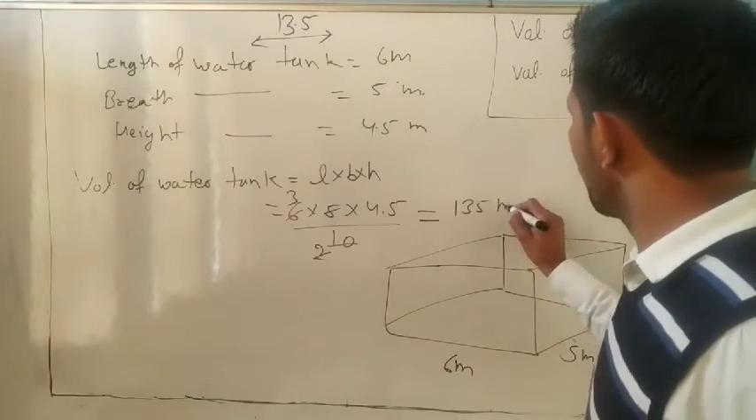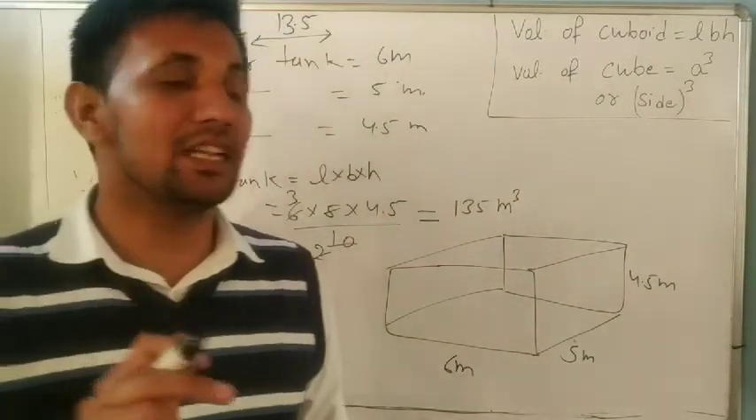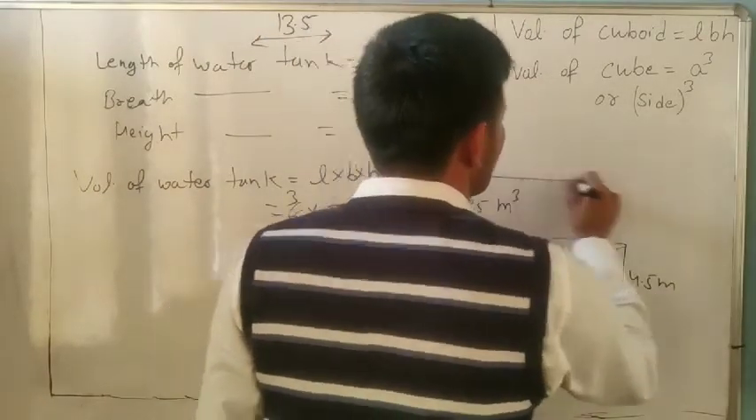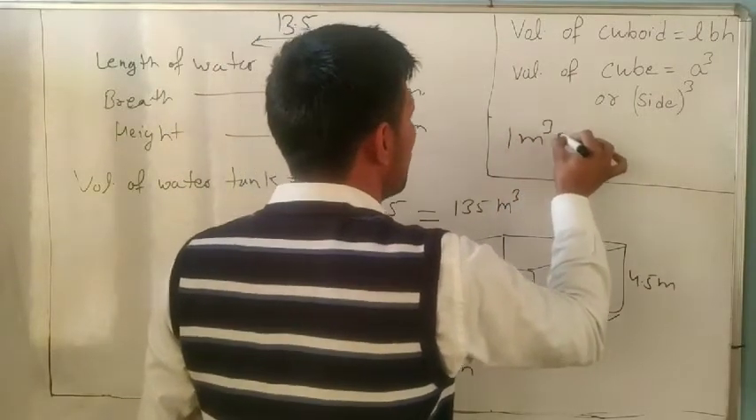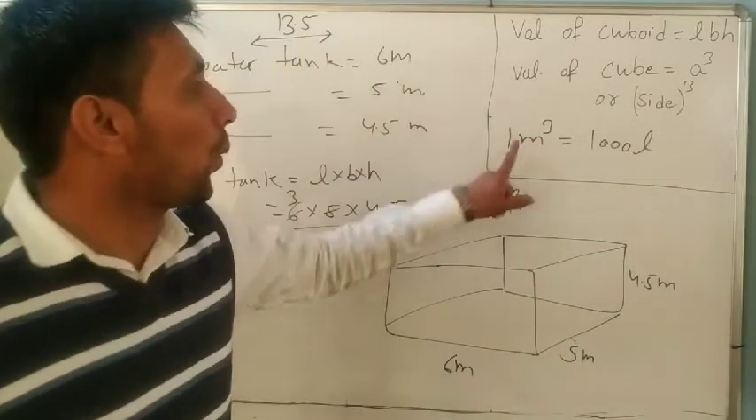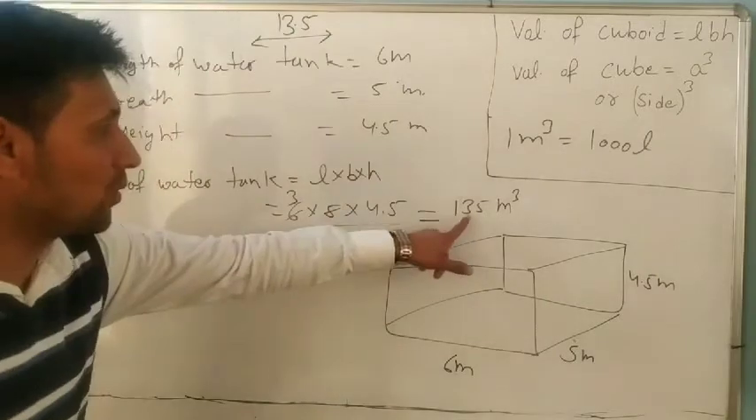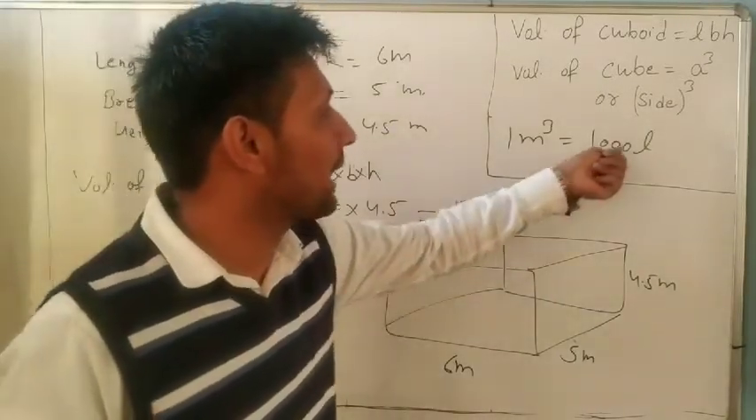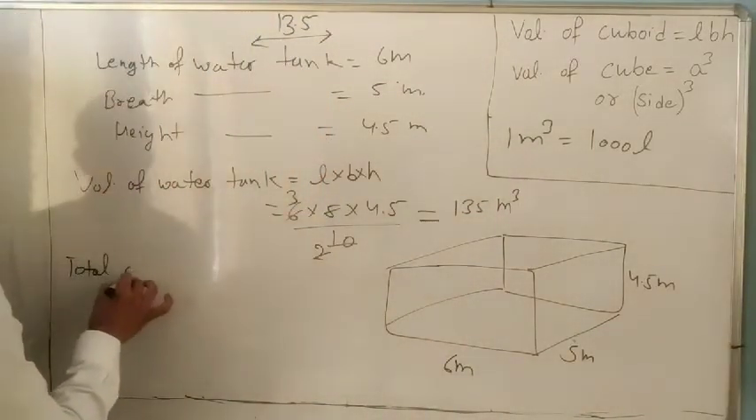Is it 135 meter cube? No, because how much water it can hold is always measured in liters. So always remember one thing: 1 meter cube equal to 1000 liter. Remember this formula, 1 meter cube equal to 1000 liter. Now the volume is 135, so multiply by 1000 to get the total capacity.